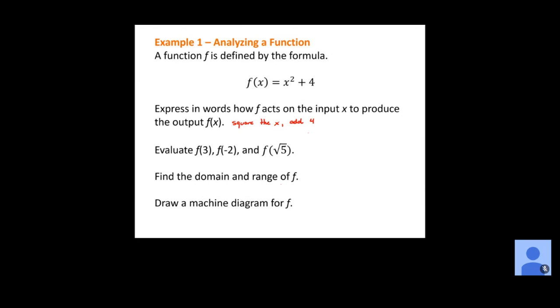Right? So let's start with f of 3. So all we're going to do to find f of 3 now is we're going to substitute 3 everywhere we see an x in our function. So when I do that, it's going to give us 3 squared plus 4.